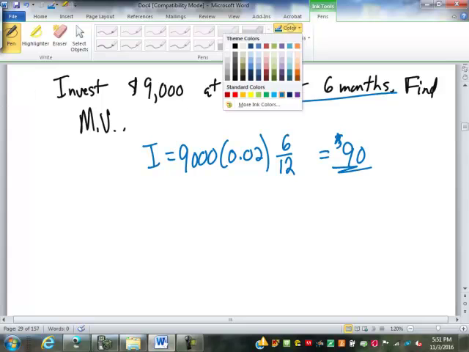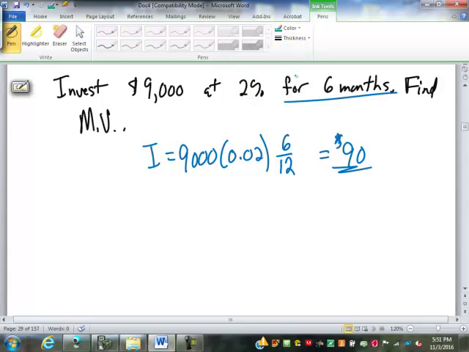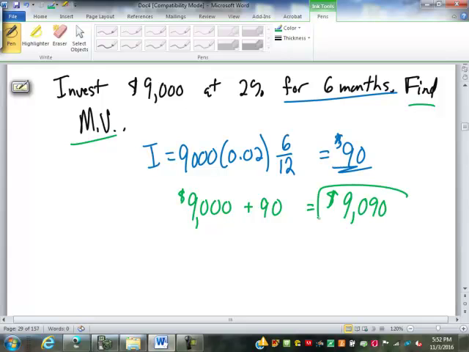There's $90 in interest. Are we done? No, I asked for maturity value. Take $90 in interest, add it to the $9,000 in principal, get $9,090 of maturity value.